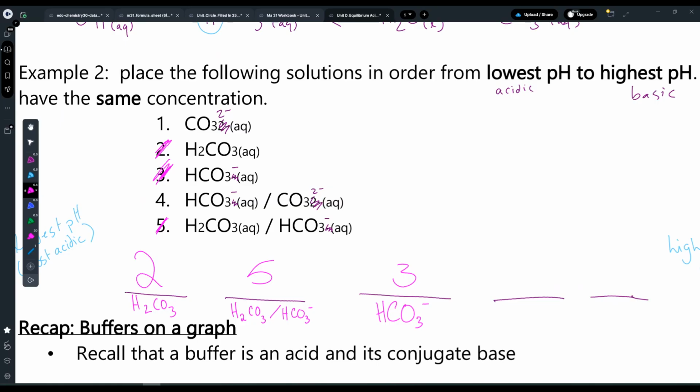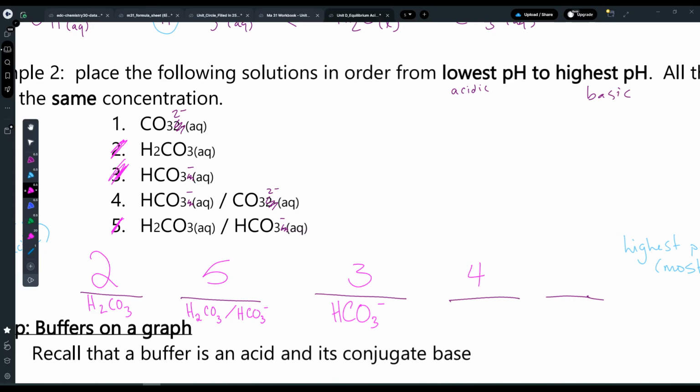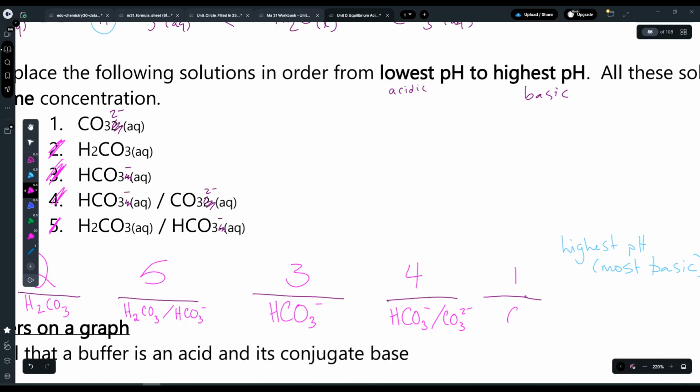Okay, so with that in mind here, the next solution is going to be solution number 4, because we've got that mix of hydrogen carbonate ions with carbonate ions. Okay, so the hydrogen carbonate ions could act as an acid or a base, but carbonate ions can only act as a base. And then last but not least, we have our carbonate ions, which will be the most basic ones here.